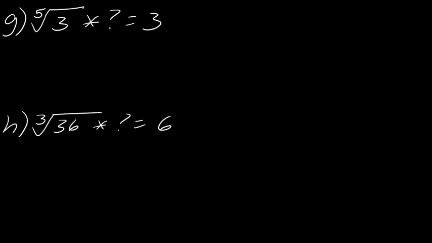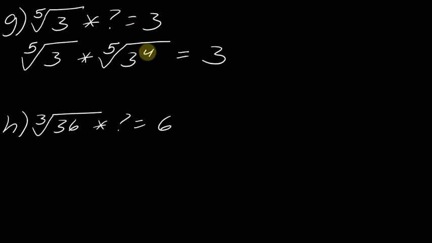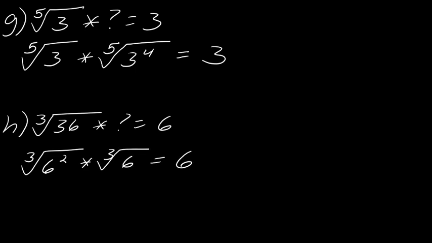All right, so for G here, I have 1 power of 3, but I need 4 in total. So I need to multiply this by the 5th root of 3 to the 4th, and then that will give me 4 plus 1 power of 3. That's 5, the total that I need, so that will break the 3 out. And now for this last one, if I rewrite this, 36 is really 6 squared, so I just need 1 more power of 6, and that will get me back to 6.